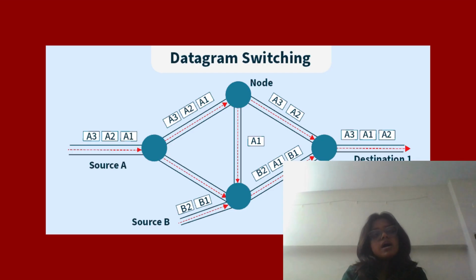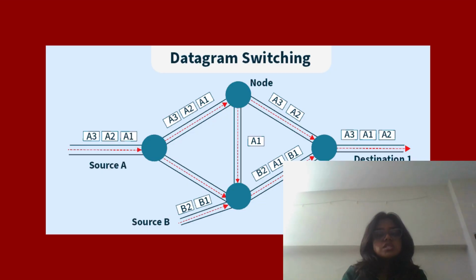However, this freedom comes at a cost. Number one, no delivery guarantee. Packets may be lost. Number two, packets may arrive out of order. Reassembly is required. Number three, variable delay. Not ideal for strict real time applications. So, datagram switching prioritizes efficiency over reliability.